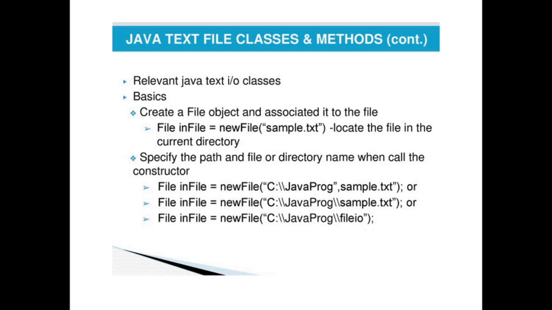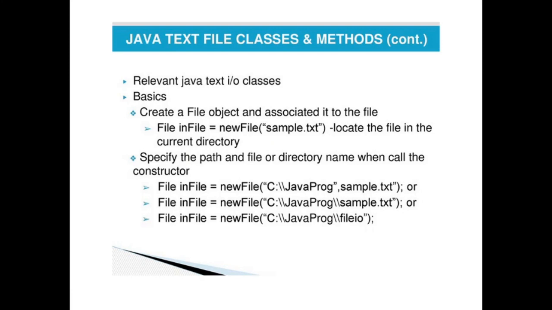Now, relevant Java input output classes. As you can see, there is a class known as File. What does this File object do? As you can see, in the code written here, inFile is an object of type File equal to new File("sample.txt"). This will locate the file in whatever current directory you are in. It will look for sample.txt.